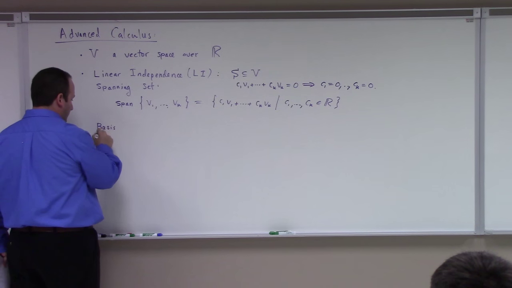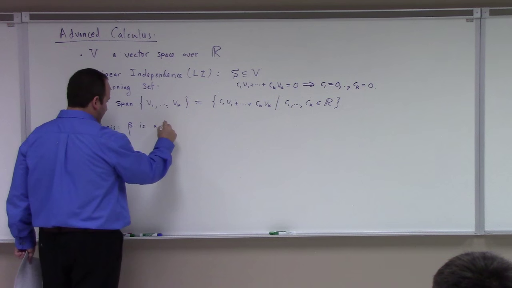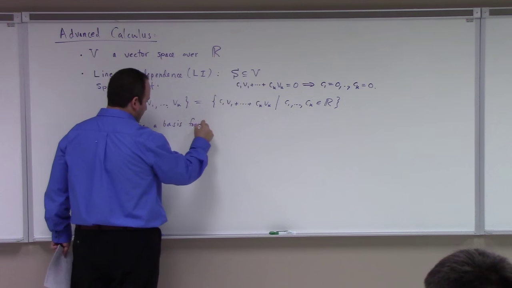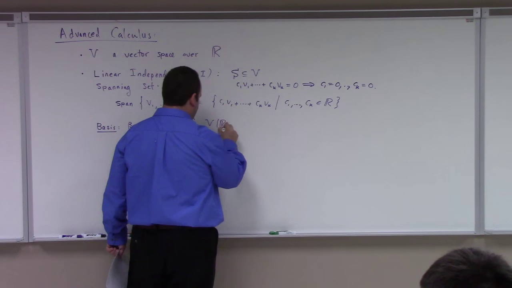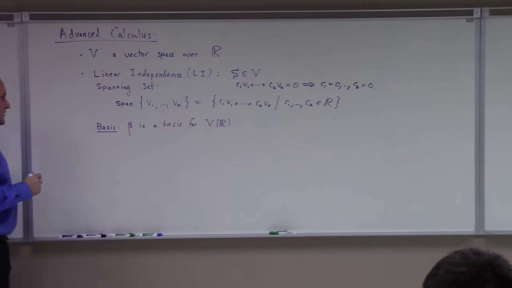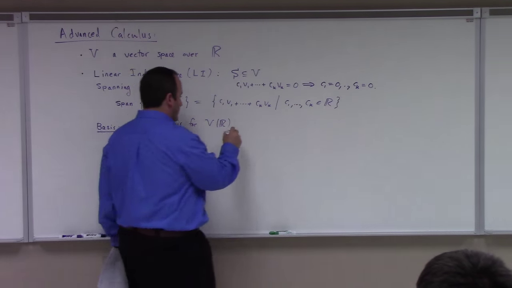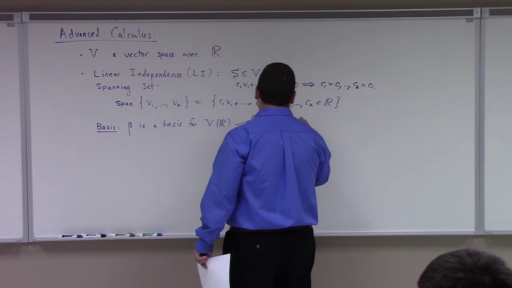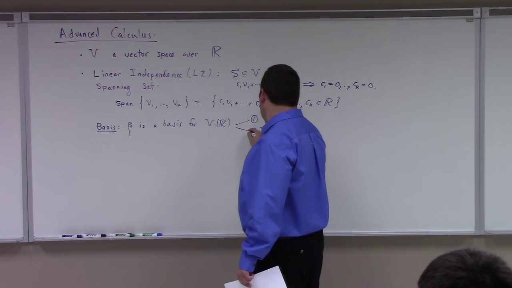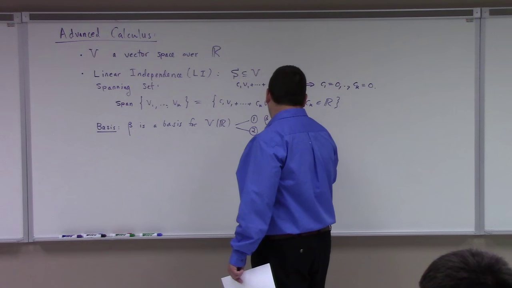What's a basis? So beta is a basis for vector space V. Again, this is over the reals. I'm going to stop saying that. Beta is a basis for the vector space V over the reals if what? What two things do we need for beta to be a basis? Linear independence. Right, beta is linearly independent. And two? It spans V. Right, the span of beta is equal to V.